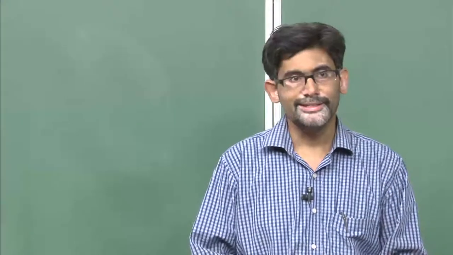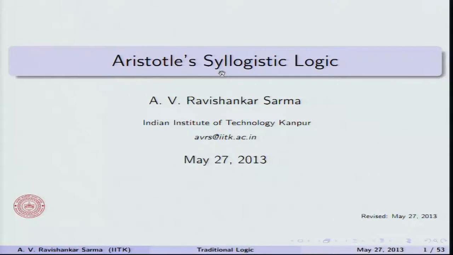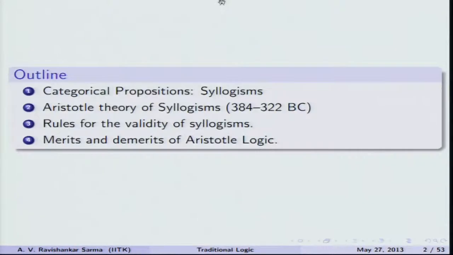So today we will be presenting Aristotle's syllogistic logic. Basically, we'll be presenting categorical propositions, and these categorical propositions combined together form specific patterns of reasoning called syllogisms. Then we will present Aristotle's theory of syllogisms, which was presented way back between 384 BC and 322 BC. We will see some rules with which you will come to know the validity of syllogisms, and at the end we will see the merits and demerits of Aristotelian logic.